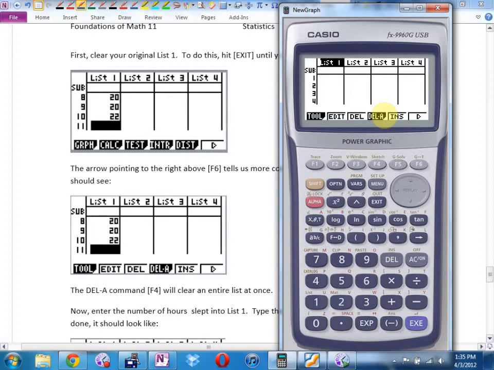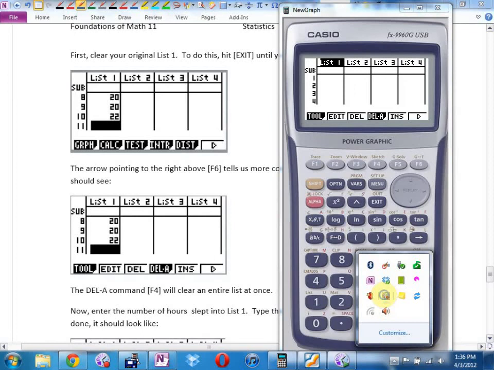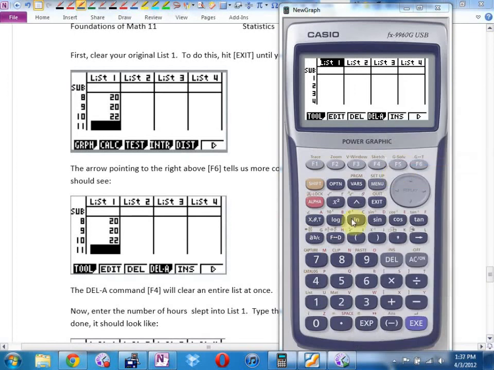Try it. Does it? Yes? Did you press F6, the arrow here, F6 to get to the next? Did you press exit, exit, exit, exit, exit? Okay, hang on then. Let me pause the recording. Thank you for that. So you all were able to clear a list successfully?